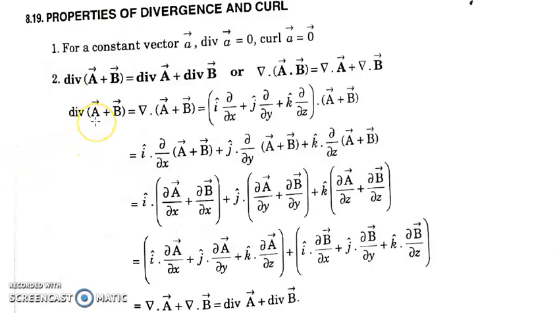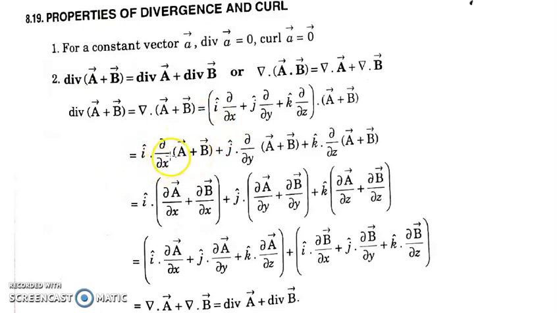So when you take divergence of A plus B, that is del dot (A plus B). By the definition of divergence, that is (i dou by dou x plus j dou by dou y plus k dou by dou z) dot (A plus B). So you need to take the derivative with respect to x for the i component, the derivative with respect to y for the j component, and the derivative with respect to z for the k component in A plus B. Or this can be written as i dot dou by dou x of A plus B.